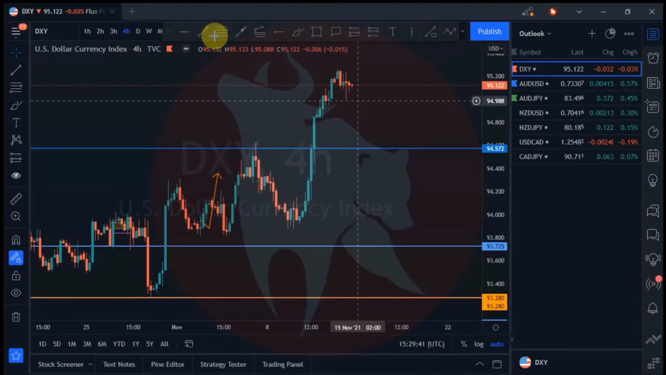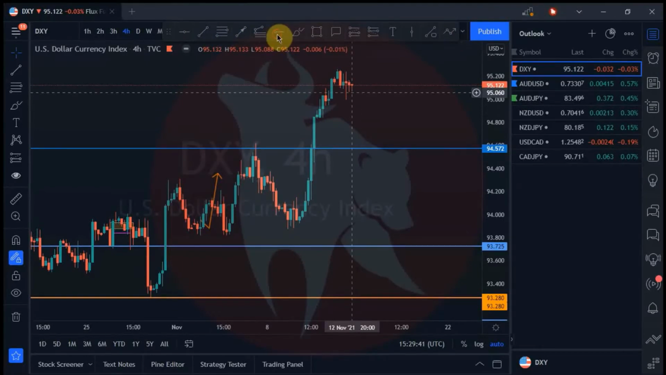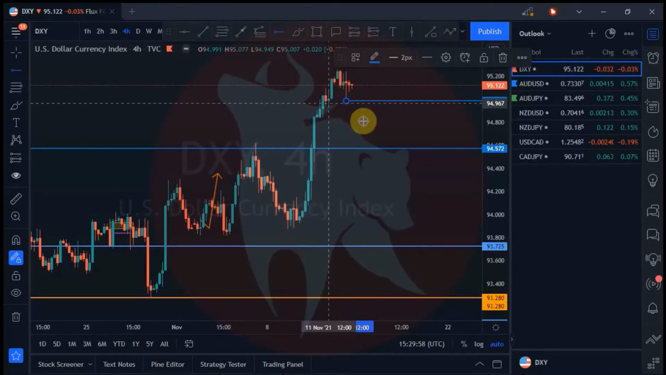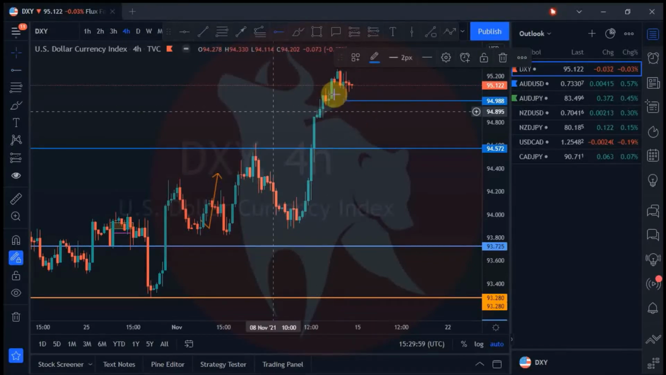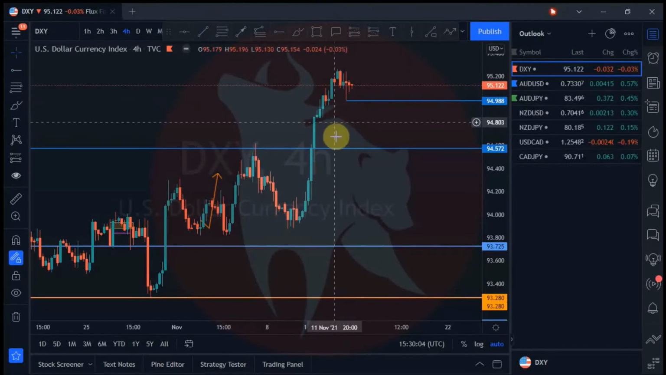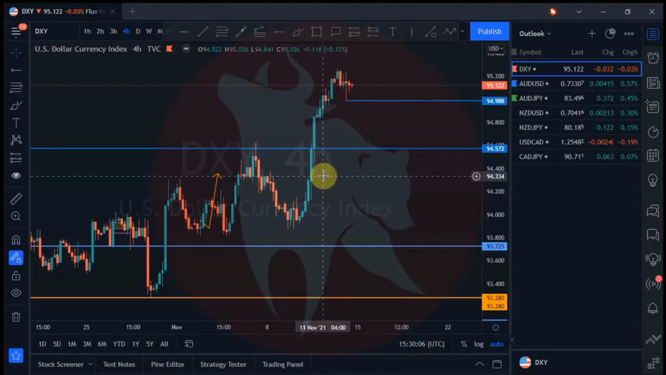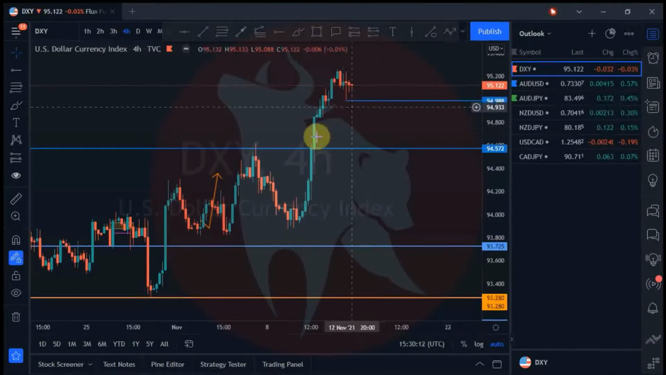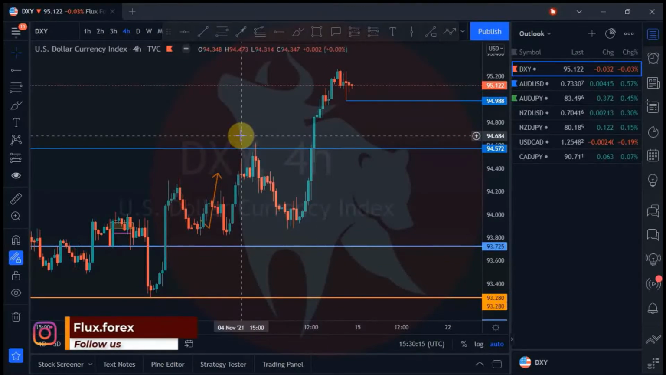I'll be very particular to see price break this low. We have another block here as well. Once price breaks this low, then I take a decision on whatever I want to do with the foreign currencies, or the USD pairs. So that is it for the dollar index.